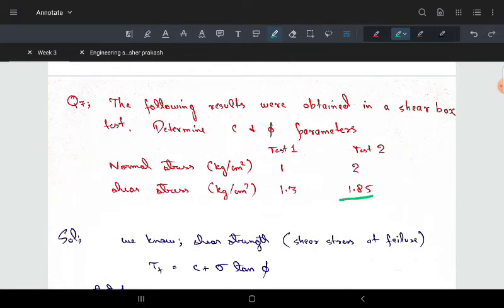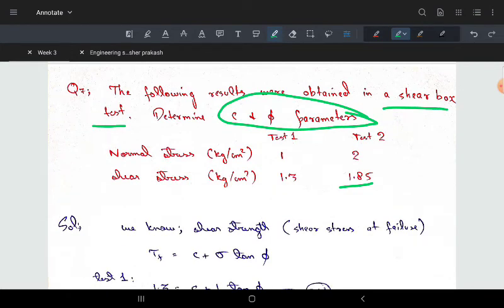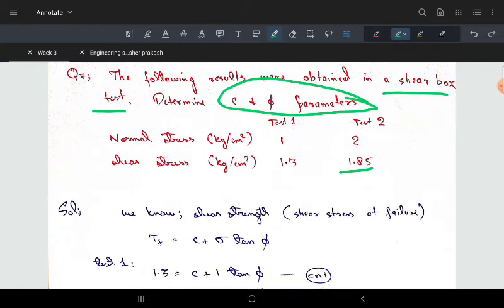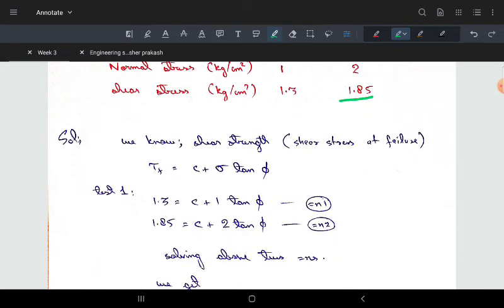So here the shear box test is used and we have to determine the C and phi parameters. This is the question on the direct shear test, that is DST. We know that the shear strength is equal to C plus sigma tan phi, the Mohr-Coulomb theory. Let me explain what shear strength is. Shear strength is simply the shear stress that we have at failure.